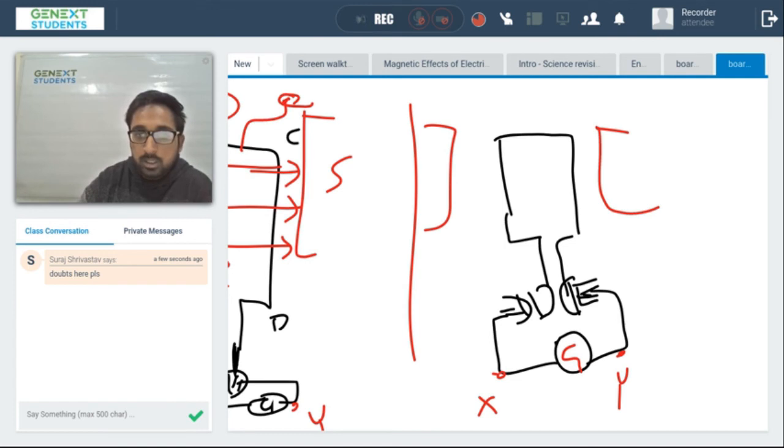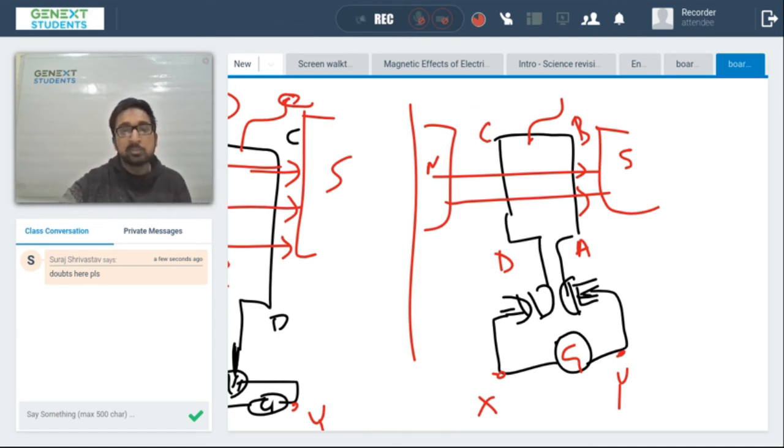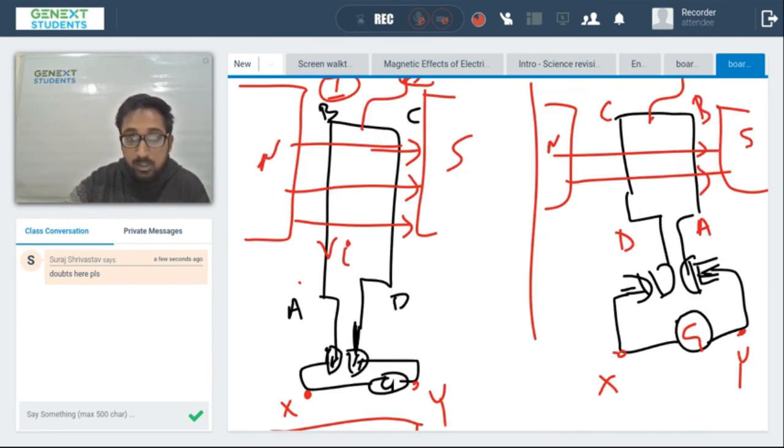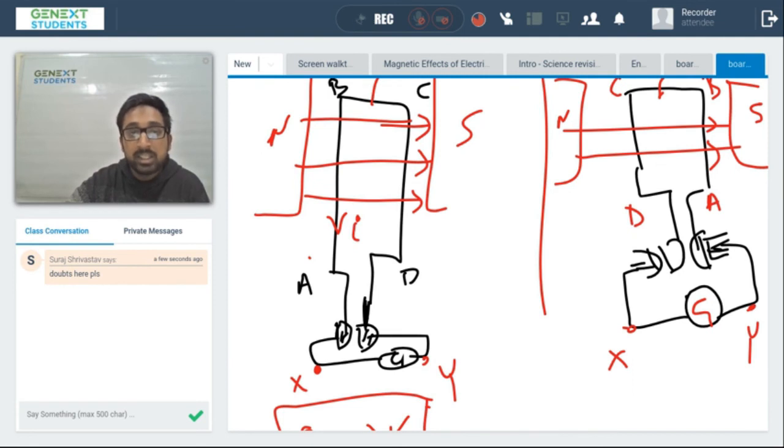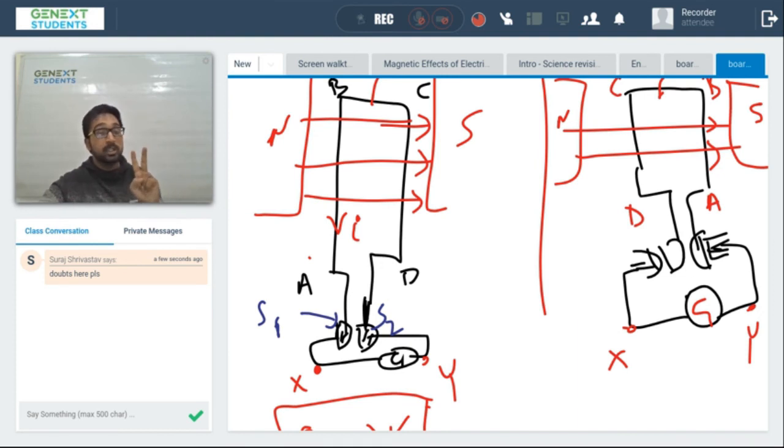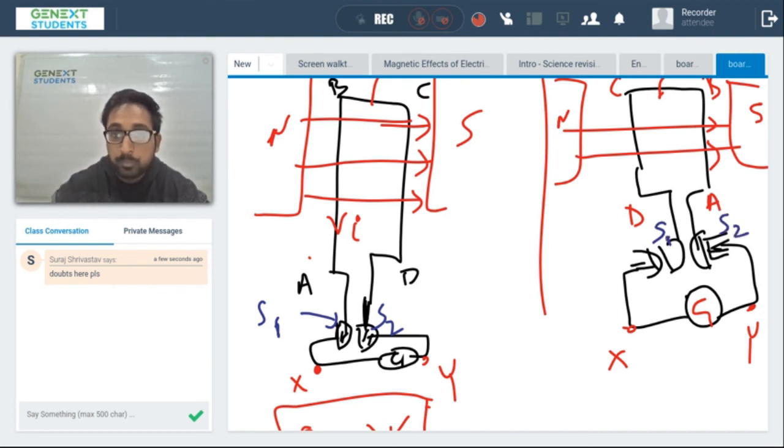After one rotation, what happened? D came to this point, C came to this point, A came to this point, B came to this point. I am still rotating, and this is the north pole, this is the south pole, and still the magnetic field is in this direction. Now what happens? I'm still rotating. Also observe this. This D was connected to this S2, and this is S1. Did you see S2 and S1? So when current came from AD, it came from S2 to X. It went from S1 to X. Again, it is still S1, it is still S2.